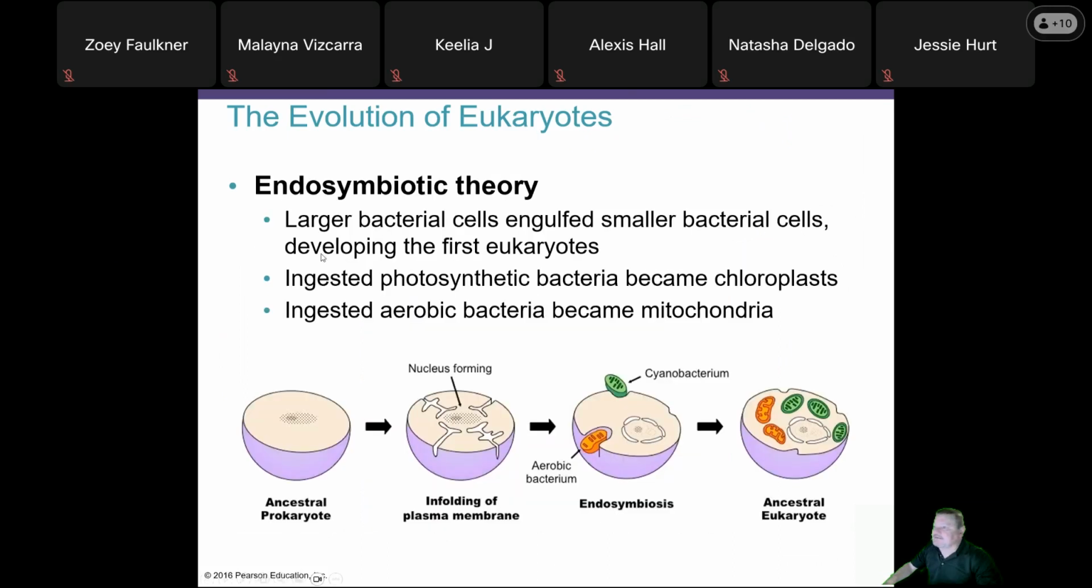And so the endosymbiont theory, the larger bacteria cells engulf smaller ones, and this developed the first eukaryotes. And ingested photosynthetic bacteria became the chloroplast, aerobic bacteria became the mitochondria, right? So again, it's thought that these were once free living and became part of the cell, and then over time they evolved to become part of the cell.